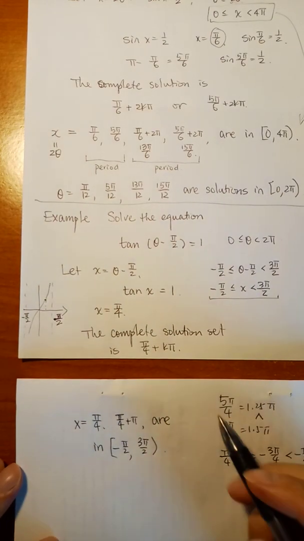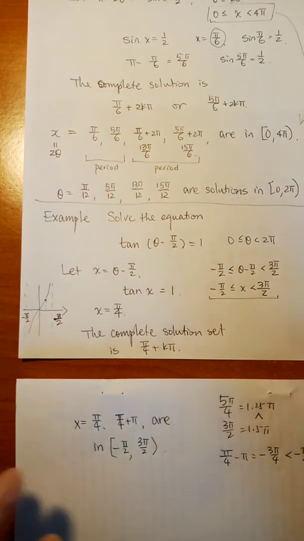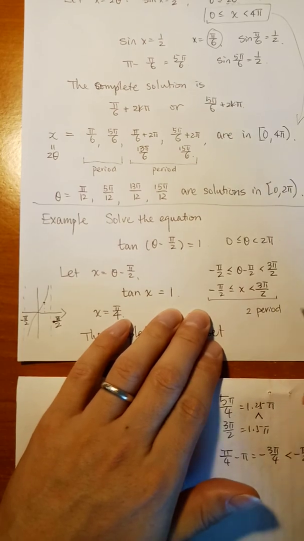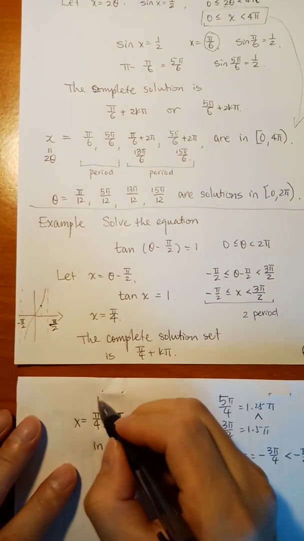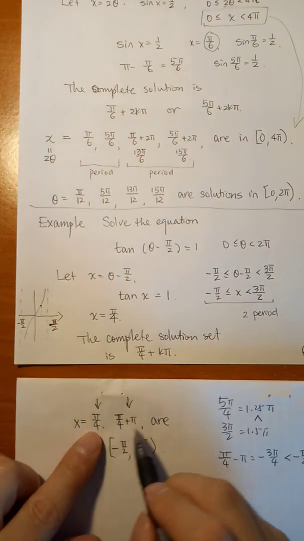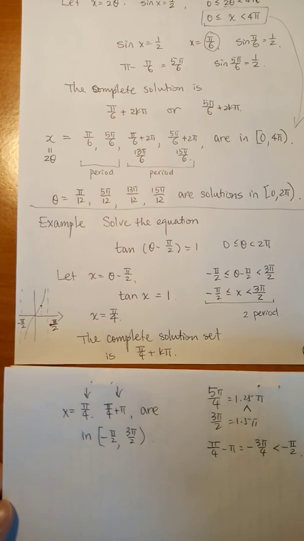Here there's also one thing. This contains 2 periods. This is in one period. This is in second period. So you already covered 2 periods, so you stop.